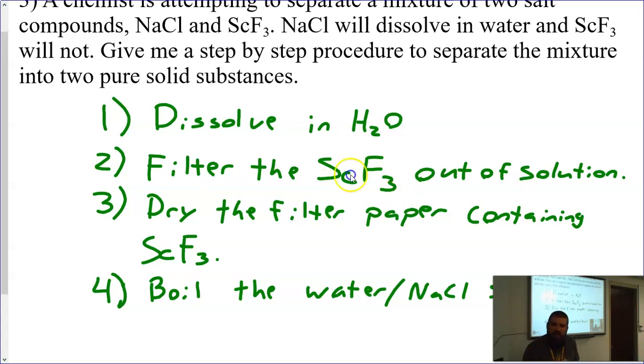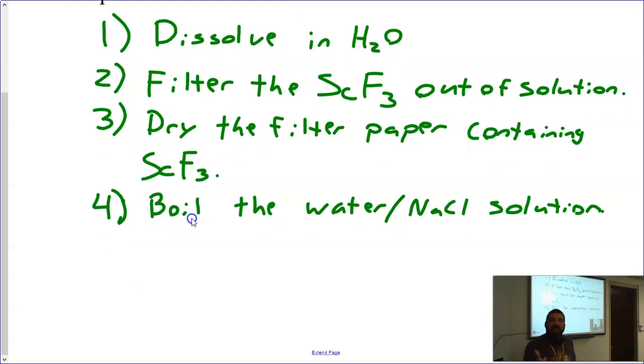I need to filter that out. I filter it by pouring it through a funnel with filter paper. I collect the filter paper and I dry it. And what I'm left with after that is done drying is pure scandium fluoride, because that didn't dissolve in my water. I then take the water solution that I poured through the filter and collected underneath, and I boil it until all the water's gone, and there should be leftover powder or solid that comes out of solution, and that's going to be pure sodium chloride. So after this is all said and done, I do have solid pure scandium fluoride and solid pure sodium chloride.